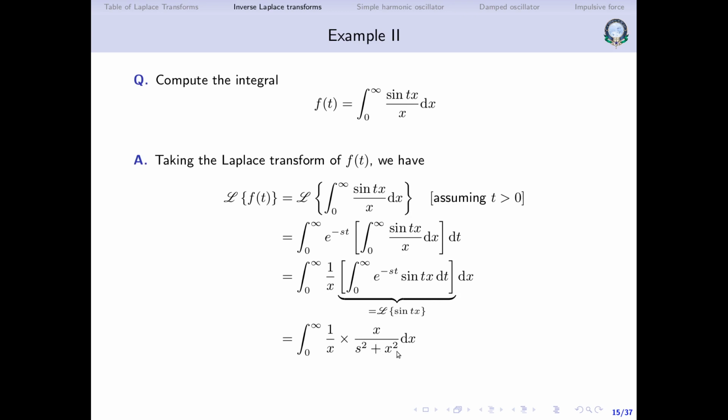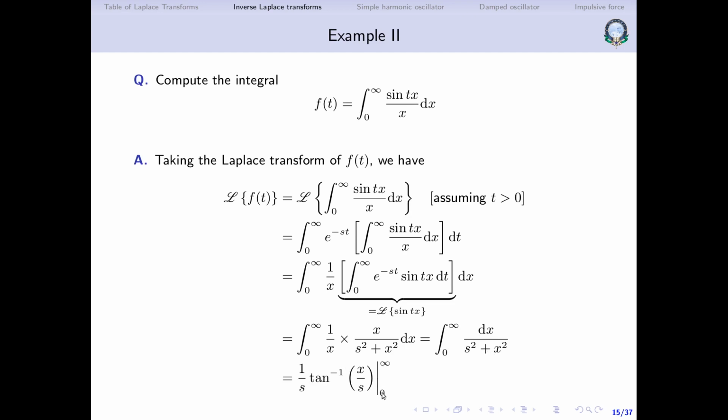So x divided by s square plus x square. Now this x will get cancelled, so this will give us dx divided by s square plus x square. Now this is an integral that we already know. It involves tan inverse, right? It's a standard integral. You could just refer to any class 11 textbook on mathematics, and you can find that this is nothing but 1 by s tan inverse x by s.